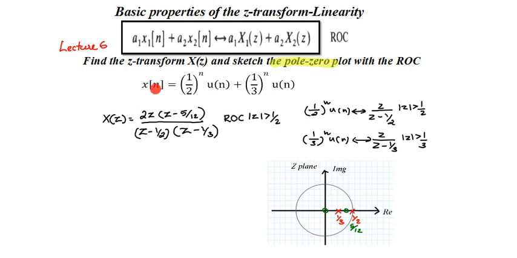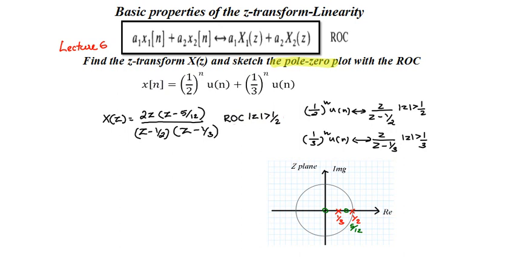And so this is a question, we need to find the Z transform and ROC and Pole-Zero plot. So in lecture 6 we got the result like this: X of z is equal to 2z into (z minus 5 by 12) divided by (z minus 1 by 2) into (z minus 1 by 3), and the ROC we got as modulus of z greater than 1 by 2, okay. And we can plot the ROC like this.